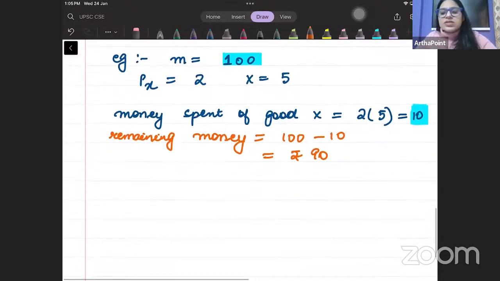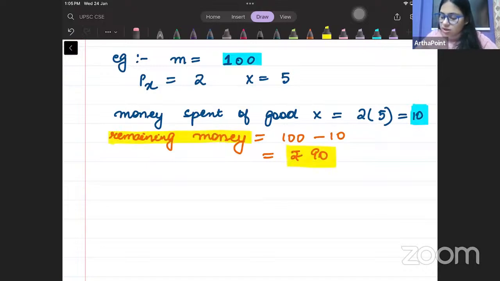So from this remaining money, from these remaining 90 rupees, you will be able to buy all other goods. आप बाकी सारे goods खरीद पाओगे, है ना? बेशक ही उन 90 rupees से, so suppose good X is apple. Other than that, from the remaining 90 rupees, you can buy oranges, bananas, TV, fridge, whatever you want. So this 90 rupees, the money spent on all other goods, this will represent the composite good.